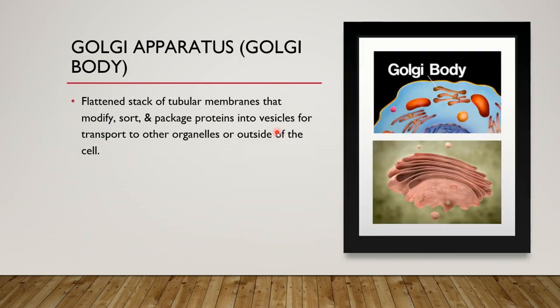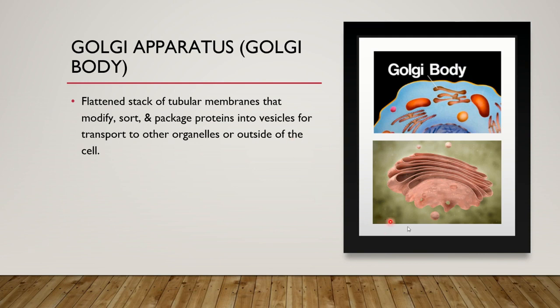Another organelle that's important is known as the Golgi apparatus or the Golgi body. The Golgi is named after a scientist who discovered the organelle. This is a flattened stack of tubular membranes that modify, sort, and package proteins into vesicles for transport to other organelles or outside of the cell.